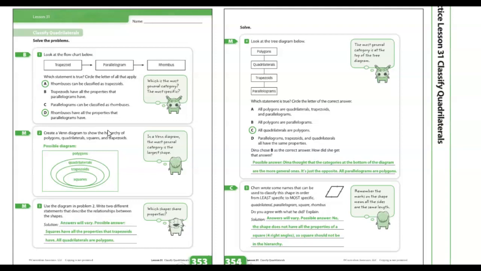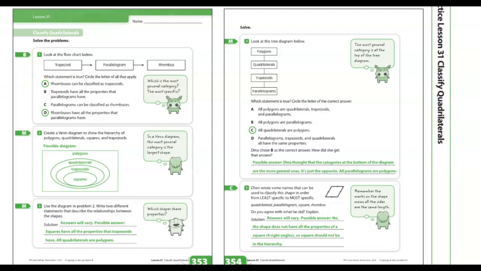Let's look at number 3. Use the diagram in problem 2. Write 2 different statements that describe the relationship between the shapes. Possible answer, squares have all the properties that trapezoids have. All quadrilaterals are polygons. I mean, you could have had any number of possible statements there.